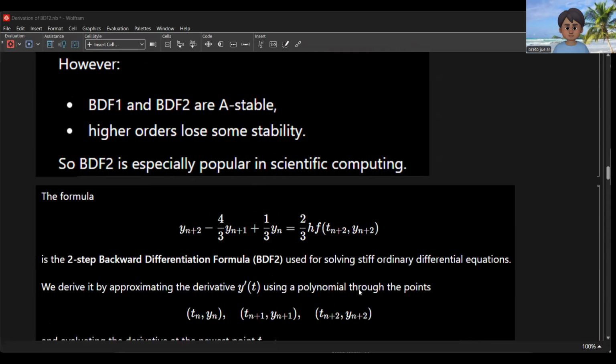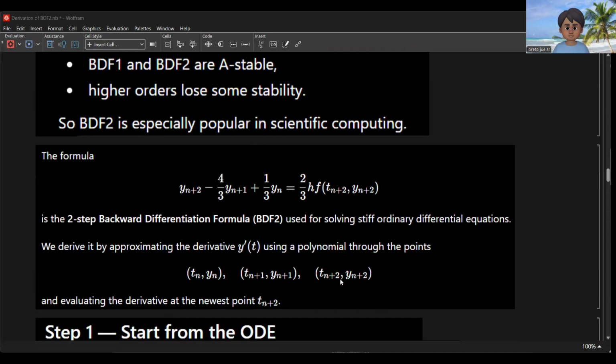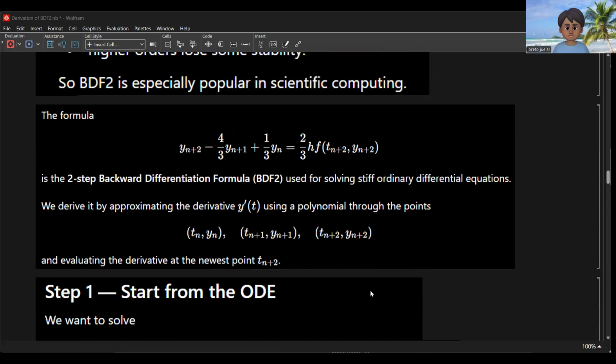So this is the two-step backward differentiation formula, used for solving stiff ordinary differential equations. We derive it by approximating the derivative y prime using a polynomial through the points t sub n, y sub n, t sub n plus 1, y sub n plus 1, and t sub n plus 2, y sub n plus 2, and evaluating the derivative at the newest point, t sub n plus 2.